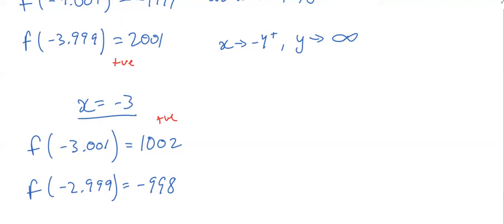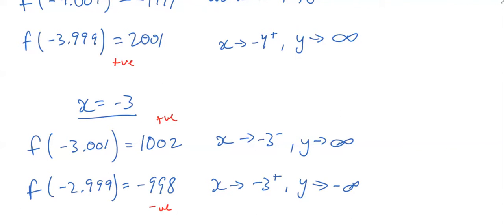So this one's positive and this one's negative. And this one is as x approaches negative 3 from the left, y is going to positive infinity. And as x approaches negative 3 from the right, y is going to negative infinity.